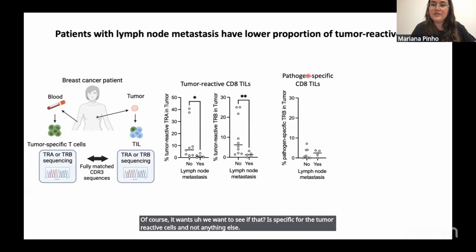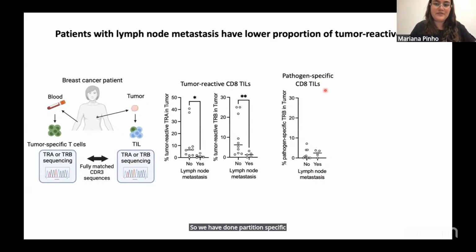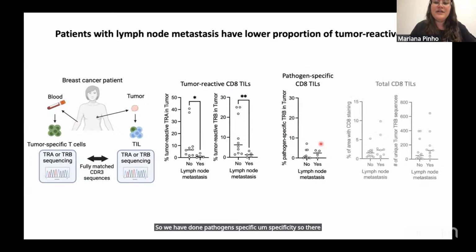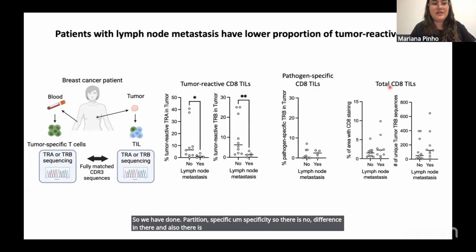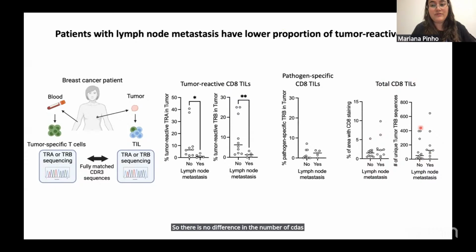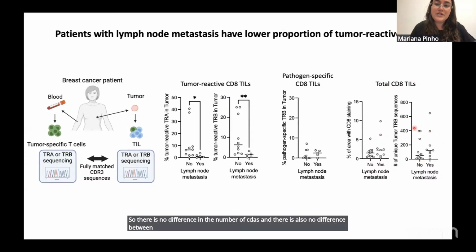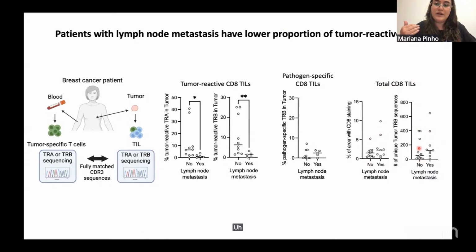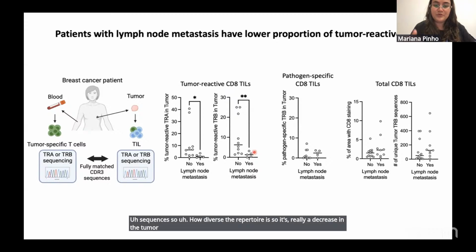So we have looked at pathogen-specific T cells, and there is no difference in there. And also there is no difference in the total CD8 T cells. So there is no difference in the number of CD8s, and there is also no difference in the number of unique sequences, so how diverse the repertoire is. So it's really a decrease in the tumor-reactive response.